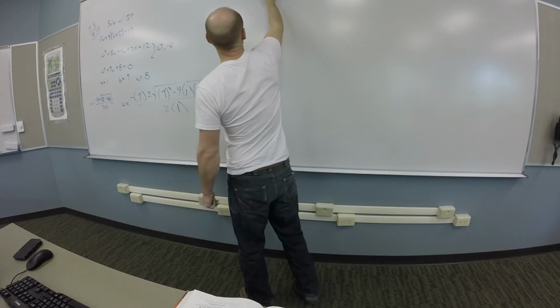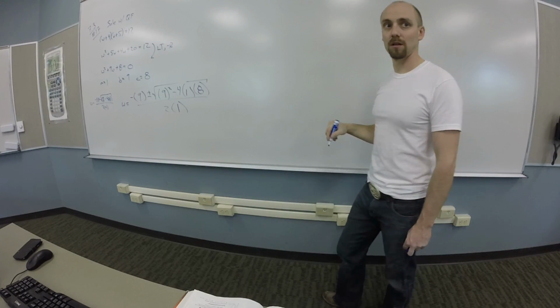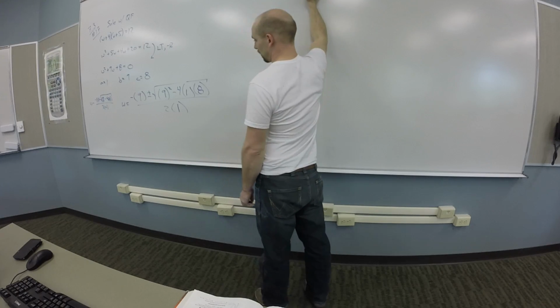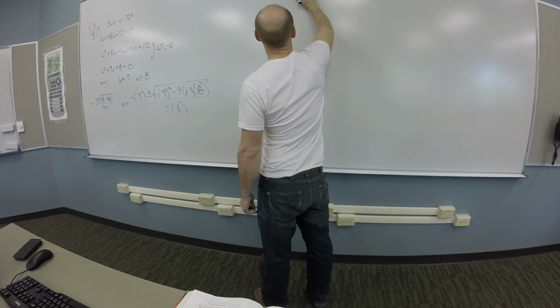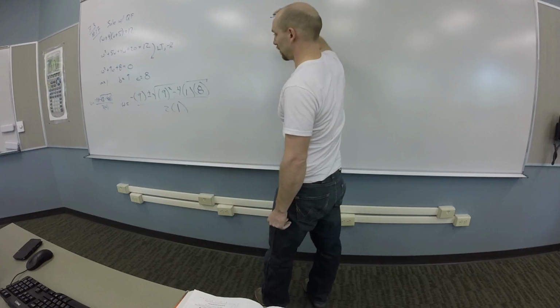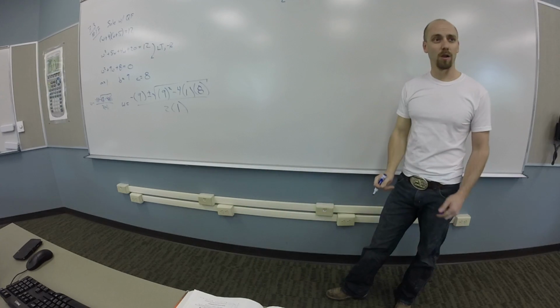Okay, we've got negative 9 plus or minus the square root of 81 minus 32, all over 2. Okay, then what?